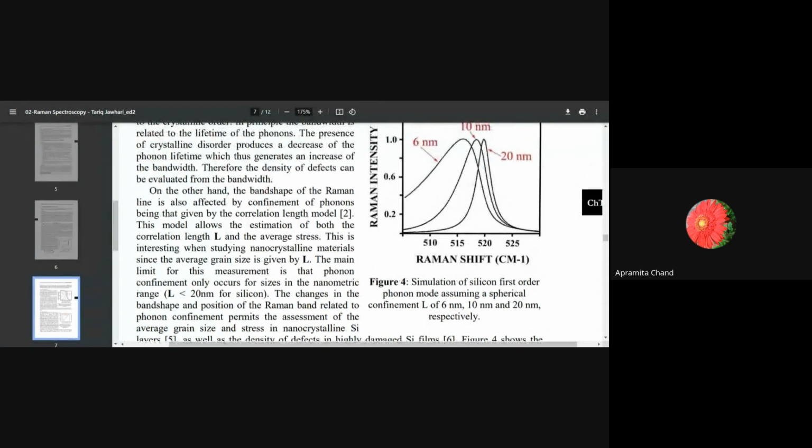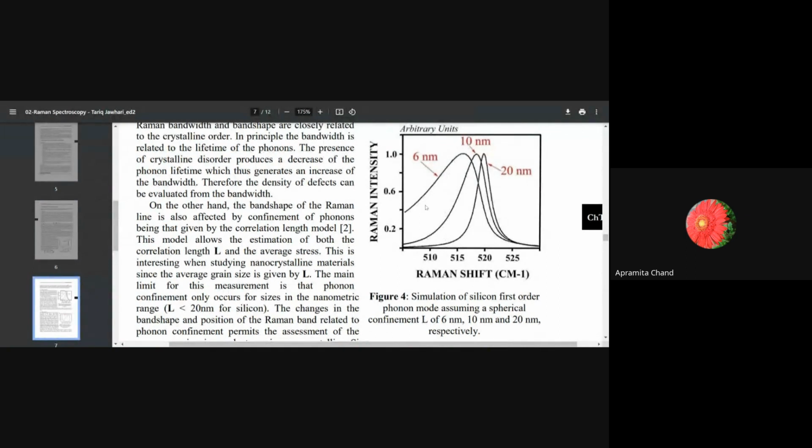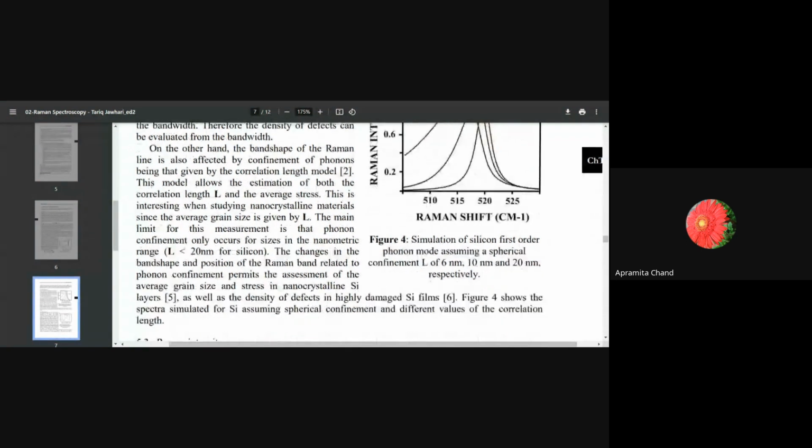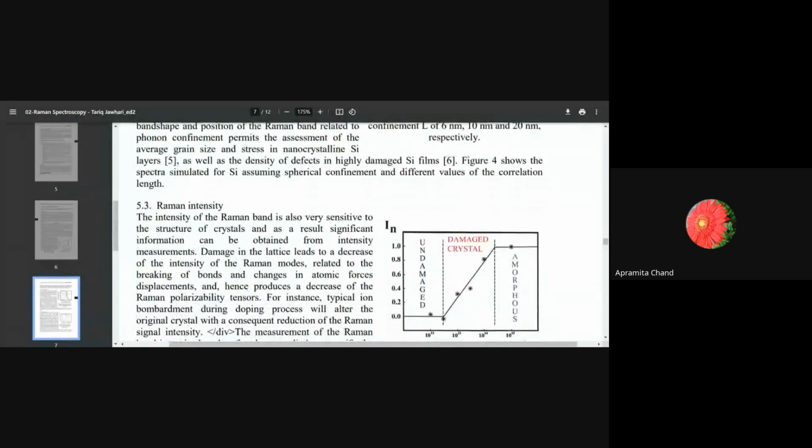You can also study the films. The film layers also you can study, and you can make some assumptions depending on how broad the line width of the spectra is.